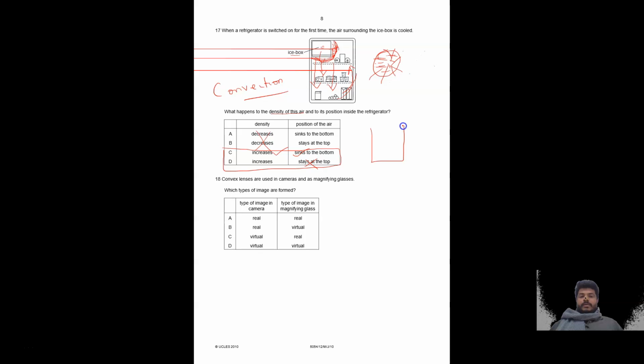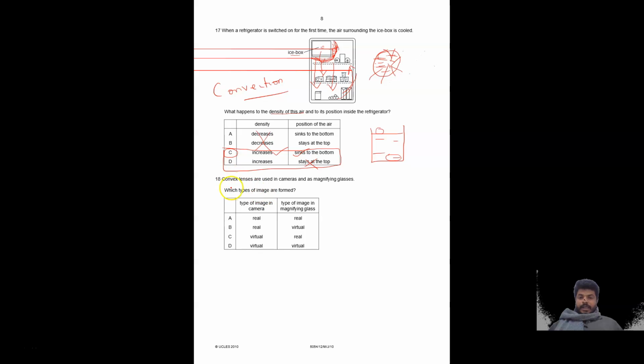If you have water and you put an ice cube, it stays at the top. Why? Because the density of the ice cube is less than water, right? So it stays up. If you put iron, any coin, it sinks because the density is more, right? So the same concept, students. So the answer is here, C.